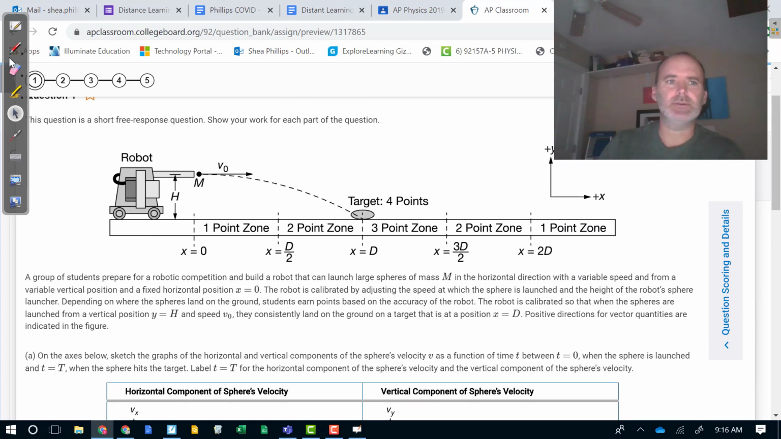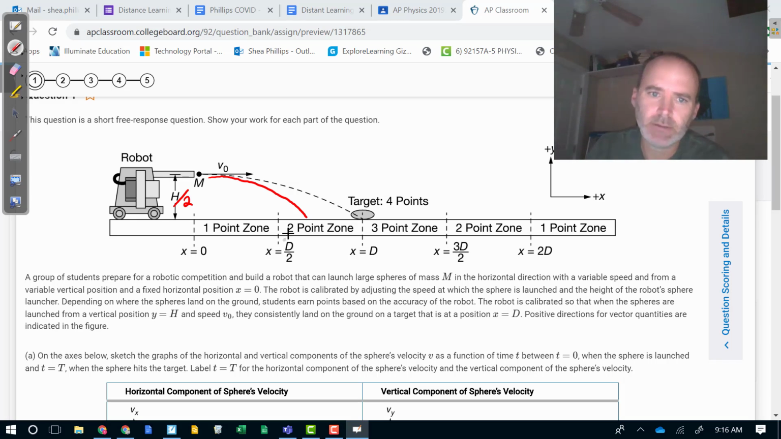If this now was h/2, and I'm just going to change it here. So let's say it's h/2, and you're going v0. Well, if it hit D when it was at h, well, at h/2, it's going to go less than. But we don't know yet if it's going to go in that 2-point region. We're not sure. We're going to check that out. And if it was 2v0, well, we have to know that it's going to definitely go farther than this one. We're not sure if it's going to land, though, in the 3-point section or not.